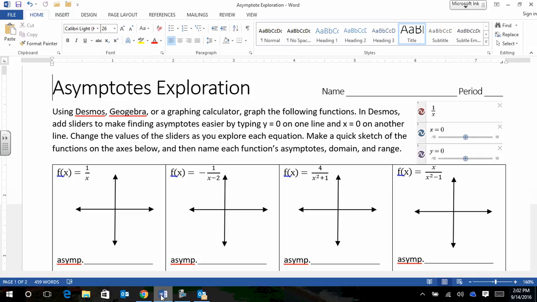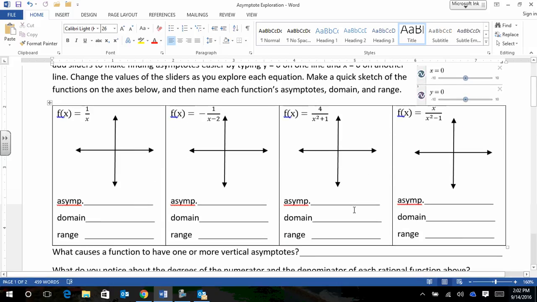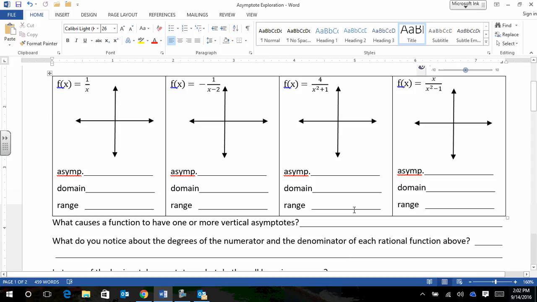Okay? So what was one of them? X equals 0. Okay? And I love that you said x equals 0 and not just plain old 0. 0 is a number. X equals 0 is a line. Okay? What's the other one? Y equals 0. So this is my vertical asymptote, and this is my horizontal.